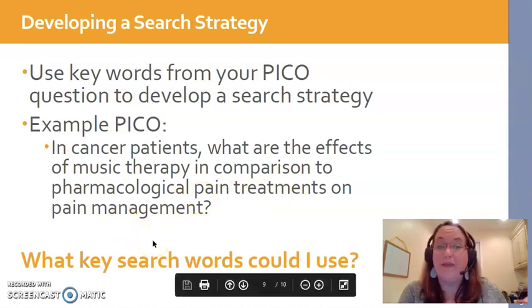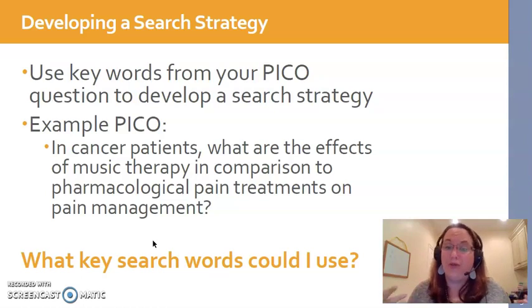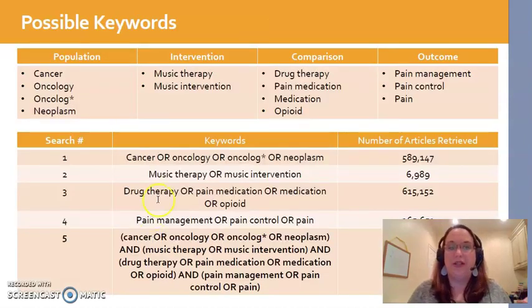So I highly recommend a brainstorming table. You can just do this on a scratch sheet of paper to see what kind of keywords you might want to use. And that's what I did here at the top. So I did my columns, population, intervention, comparison, and outcome. And I kind of brainstormed all of the different words that could be used to describe that particular phenomenon.